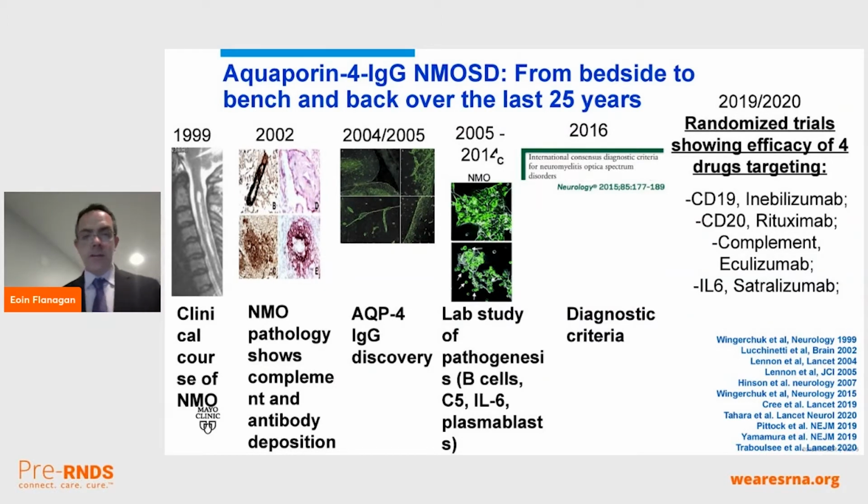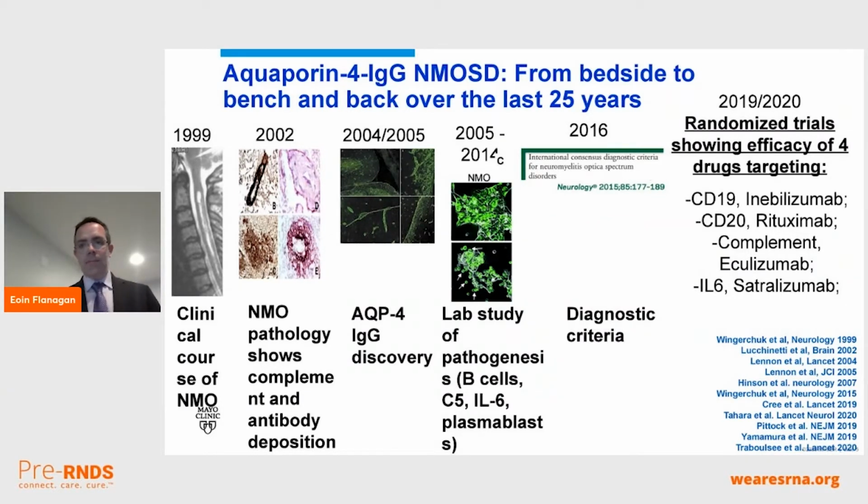There were many studies after the discovery of this antibody looking in the laboratory to see what the immune factors involved in causing disease were. It was realized that the B cells, which make your antibodies, seem to be important, that complement seemed to be important, that interleukin 6, which is kind of like the fuel for your antibody producing cells, was also important, and then plasmablasts, which are also an antibody producing type of cell.